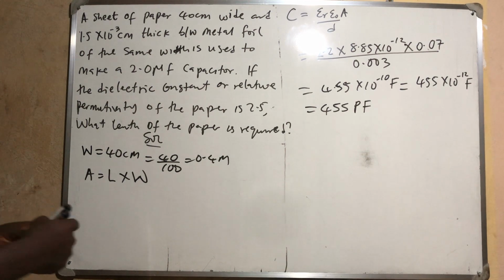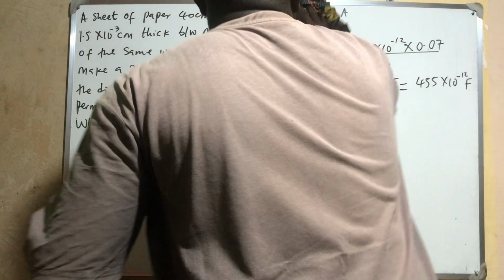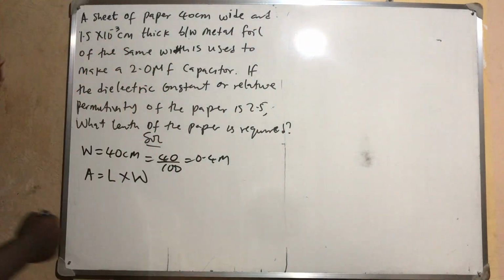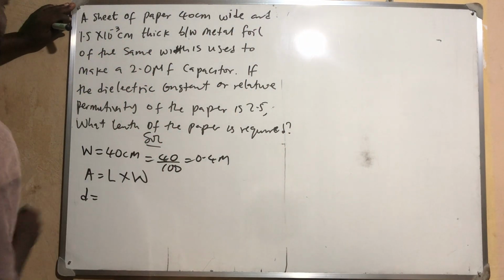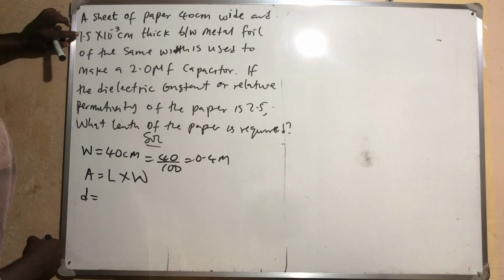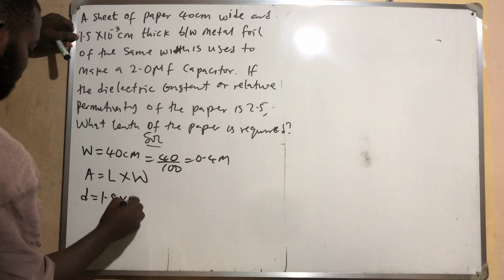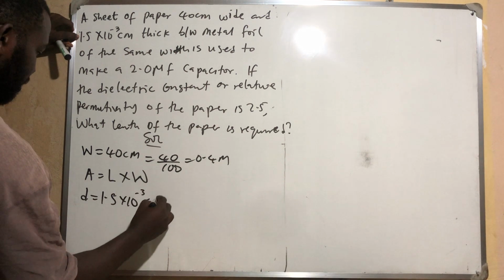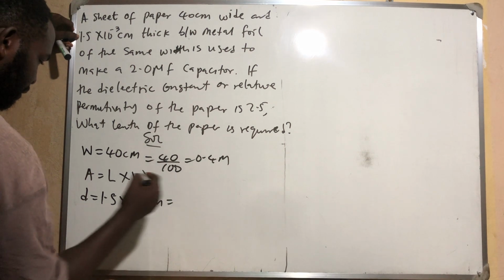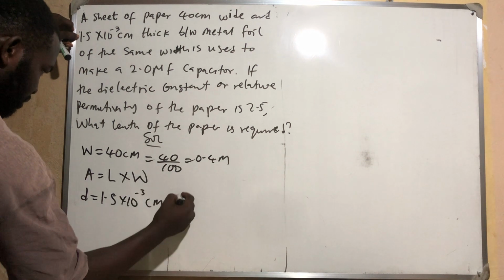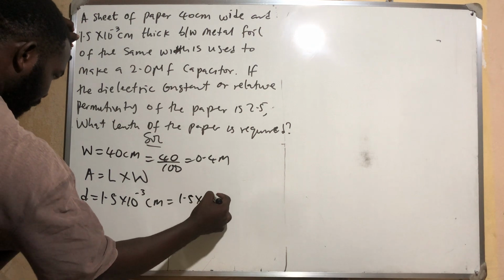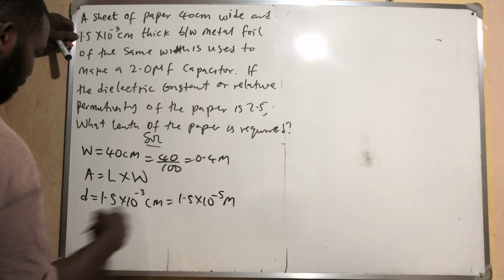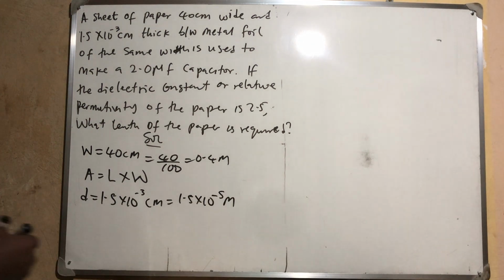So if I can get my area, I can now get the length. It's not difficult. This is a very simple question. So let me bring out all my parameters. The distance apart is 1.5 times 10 raised power minus 3 cm, which is 1.5 times 10 raised power minus 5 meter if you divide by 100, right?